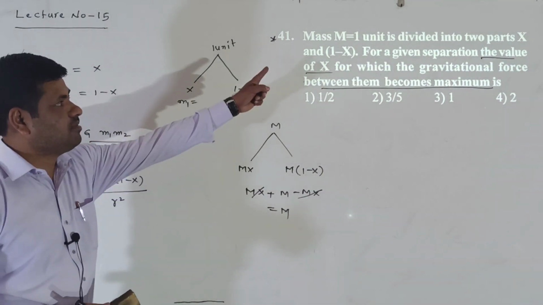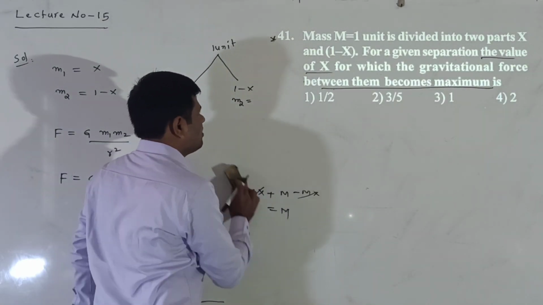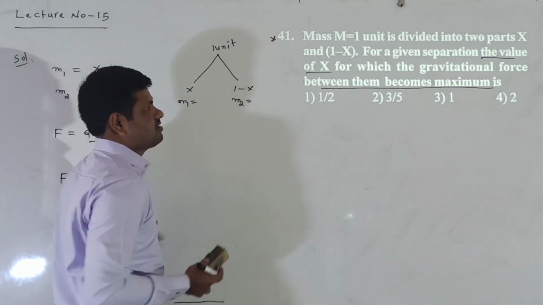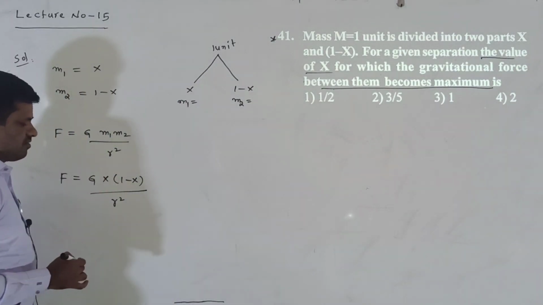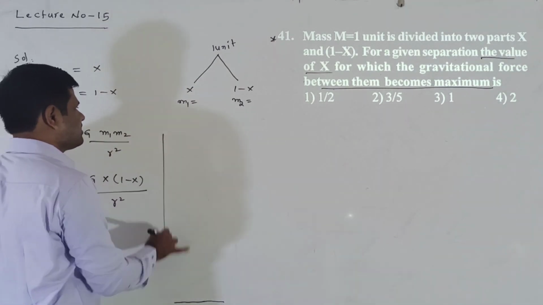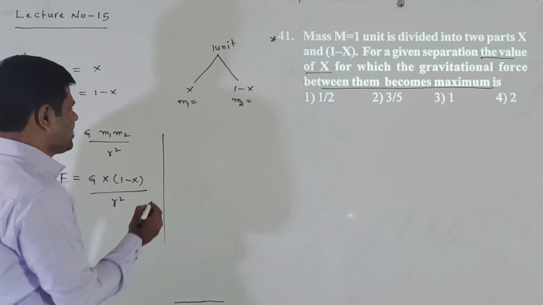But how much is m given here? 1 unit is given. So that's the reason one mass is taken as x and the other as 1 minus x. That is also given in the problem. Now one mass is x, another mass is 1 minus x, at distance r square. But another condition is given: the gravitational force between them becomes maximum.